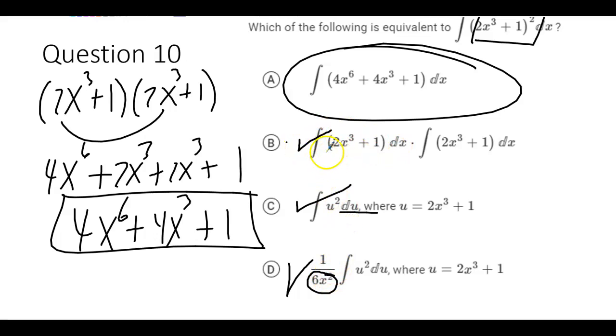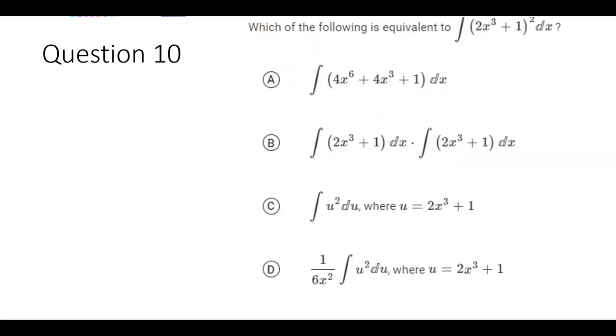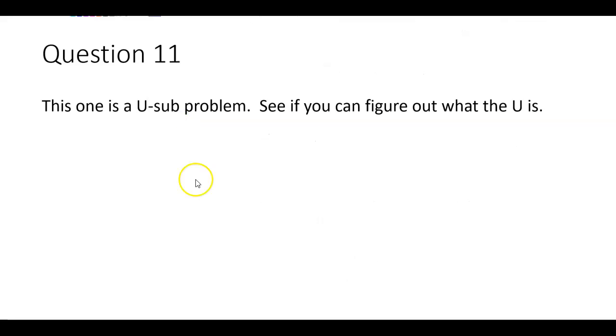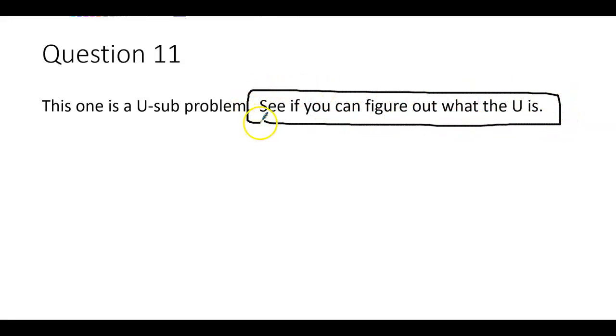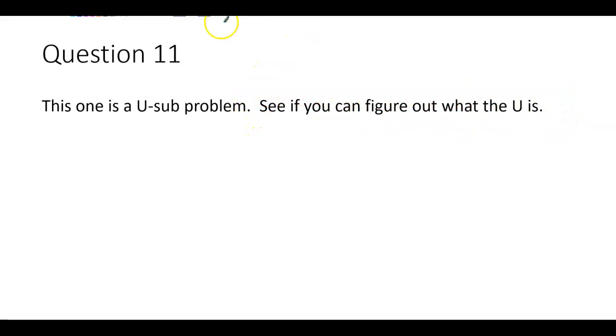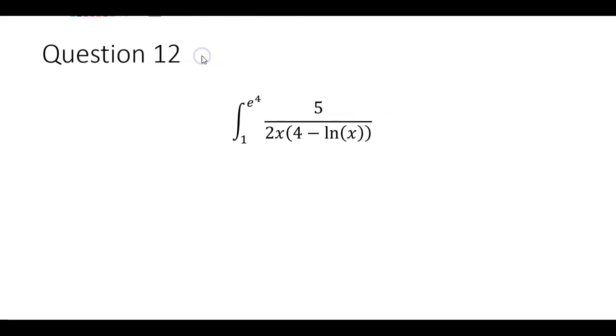This one can't work because you're not allowed to distribute an integral over multiplication. This is the only option that works. All right, so let's go ahead and take a look at number 11. So this is a U sub problem. Just basically see if you guys can figure out what the U is. After that, I think you'll find that it's a pretty straightforward question on number 11.